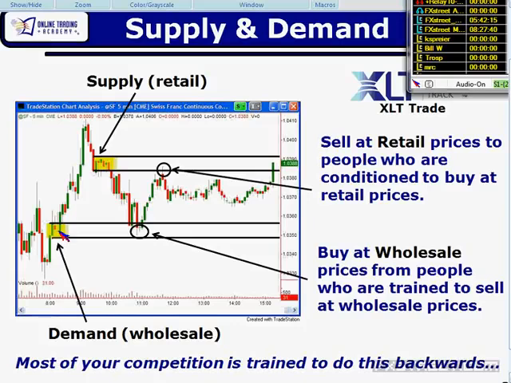think of it this way. At price levels where supply and demand are most out of balance, are you going to get many transactions or very few transactions? What do you think? At price levels where supply and demand is most out of balance, are you going to get many transactions or very few transactions? Very few. Exactly.